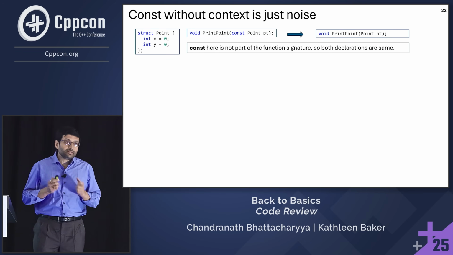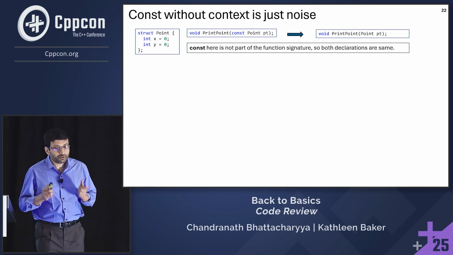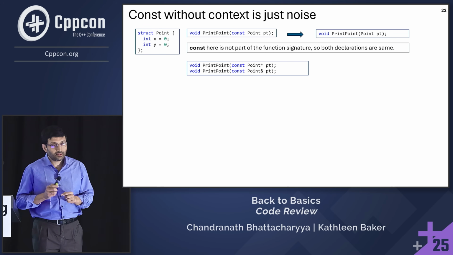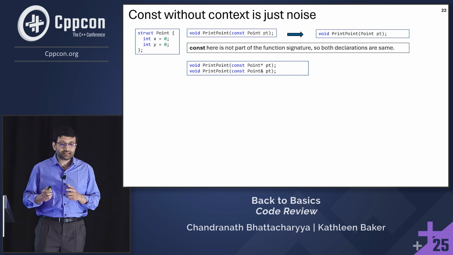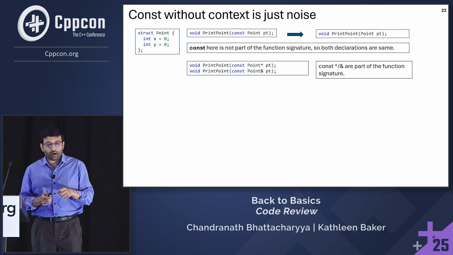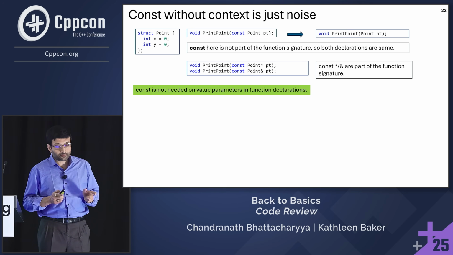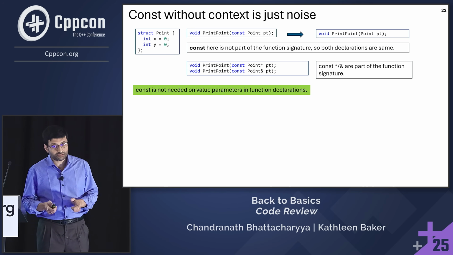The point to note over here is that const here is not part of the function signature. So both these declarations above are exactly the same. If you go and add a pointer or a reference, then those are different. So those are now part of the function signature. Which brings us to this guidance that const is not needed on value parameters in function declarations.